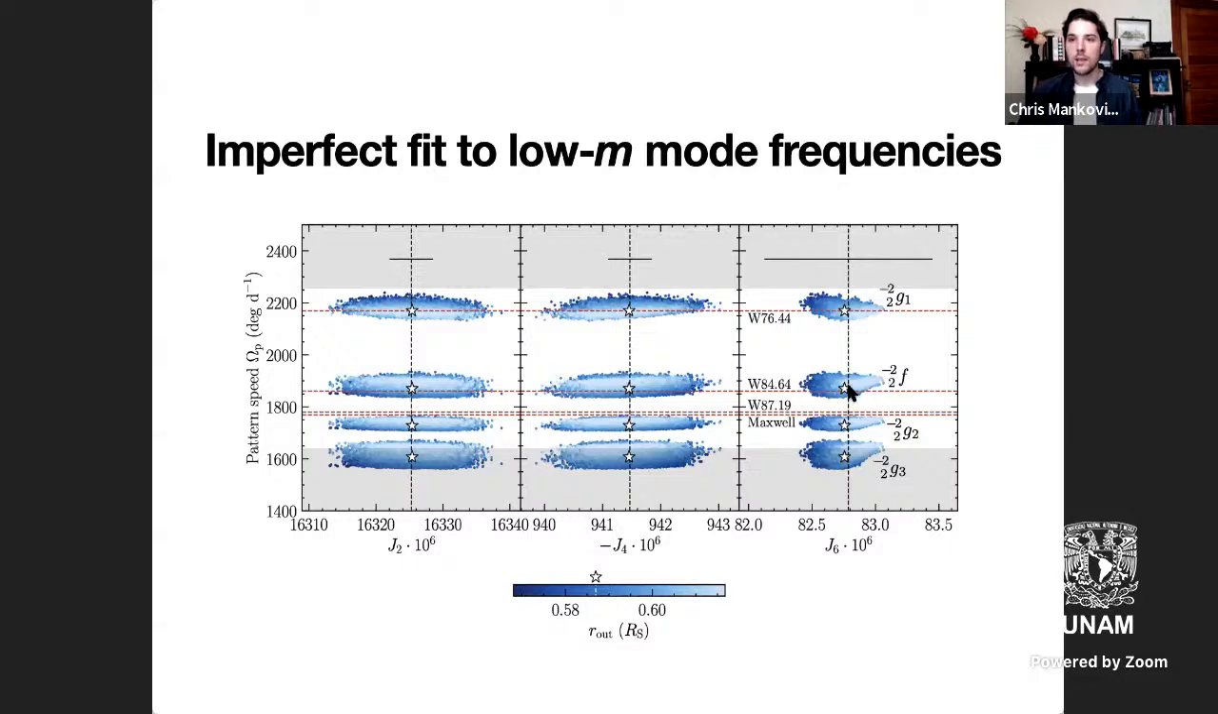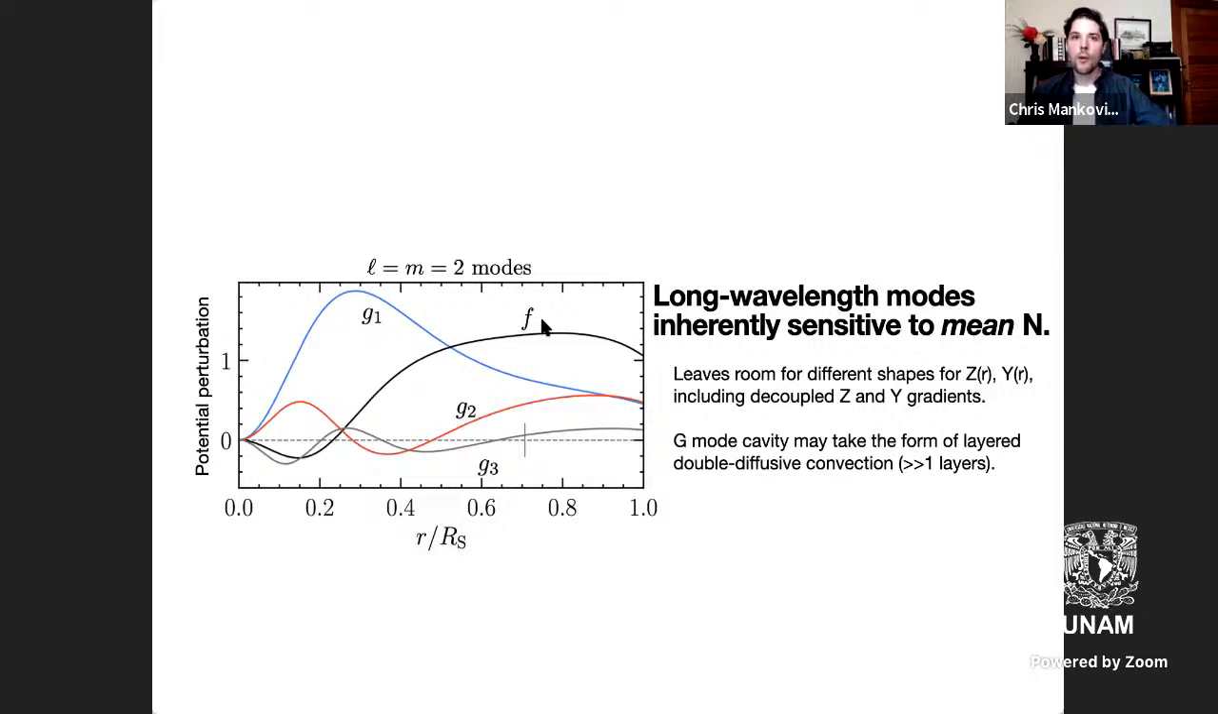It might have a slightly different shape to the composition distribution. And it's important to remember that we are studying Saturn using some of the longest radial wavelength modes that the planet has. Because of these long wavelengths, these modes inherently can't feel much shorter length scale changes to the buoyancy. And so what that means is that these results really leave room for somewhat different shapes of the heavy element distribution, the helium distribution, including potentially decoupled heavy element and helium gradients in the planet. That remains a very real possibility, although this diffuse core probably cannot go away.